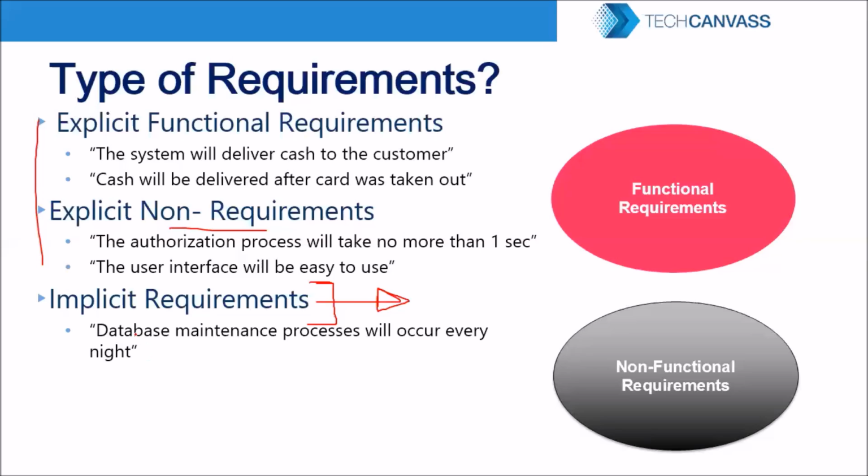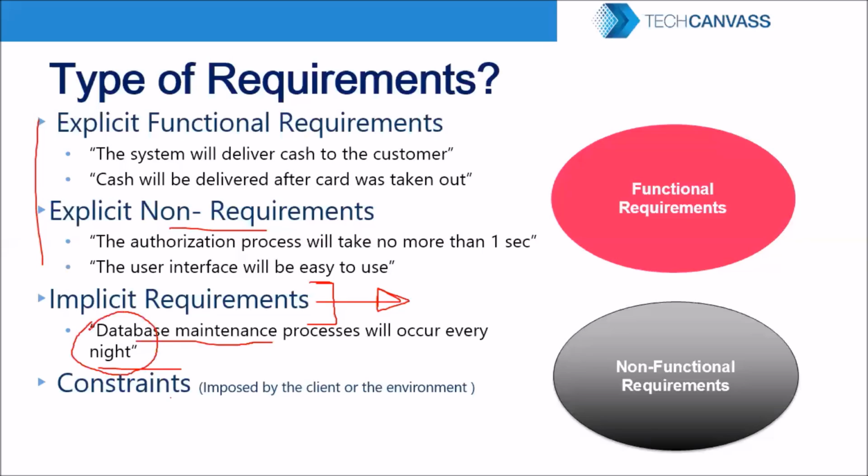Let's say, for example, somebody says the database maintenance processes will occur every night. Now database maintenance is a very, very common term, and a lot of people understand what database maintenance is, especially people who are in this field. So the customer says database maintenance processes will occur every night, but this can lead to either 6 days of effort or 6 weeks of effort, because it's an extremely wide term.